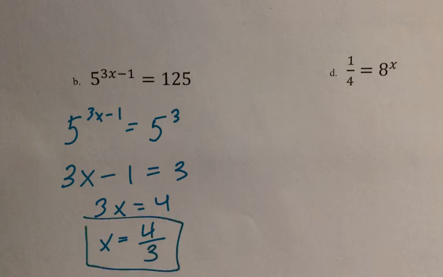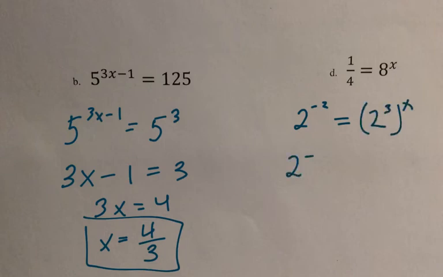And then on this last one, we have d, 1/4 is equal to 8 to the x. So I can rewrite these in terms of powers of 2. 1/4 is the same thing as 2 to the negative 2nd power. That negative power kicks that down into the denominator, and 2 to the 2nd power is 4. And then this is the same thing as 2 to the 3rd to the x.